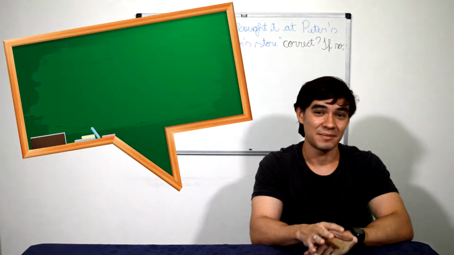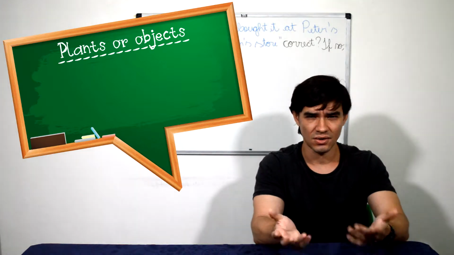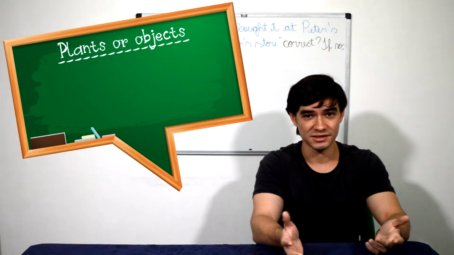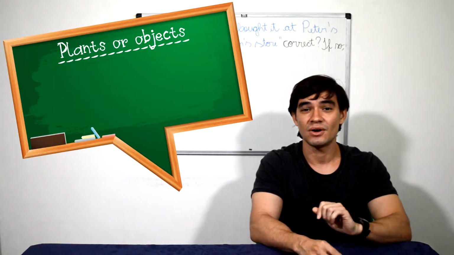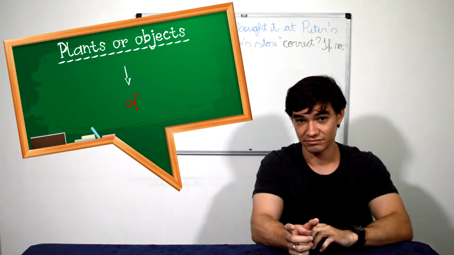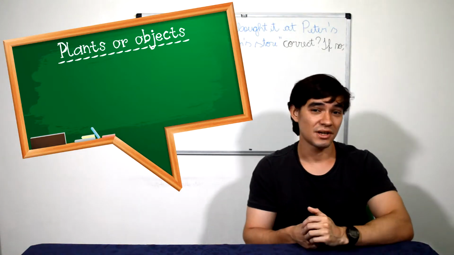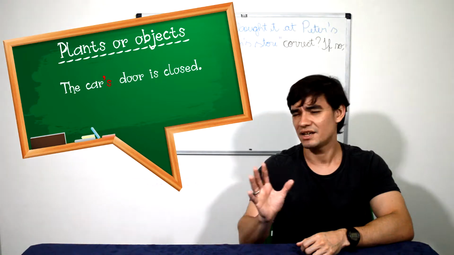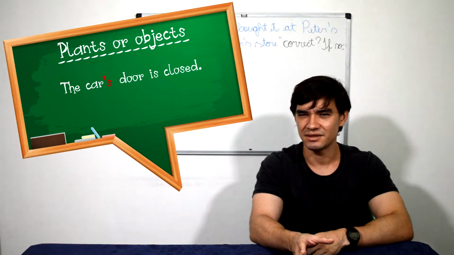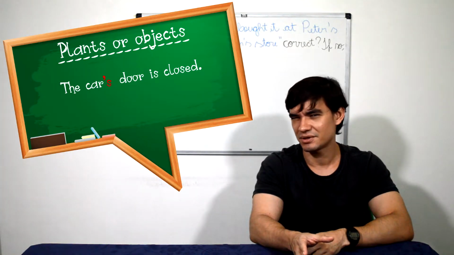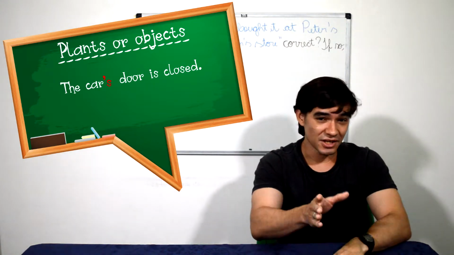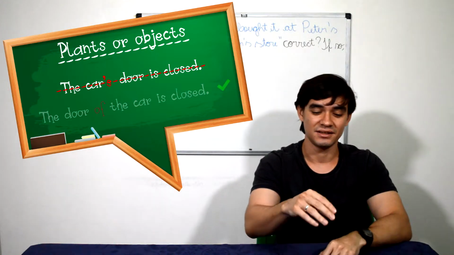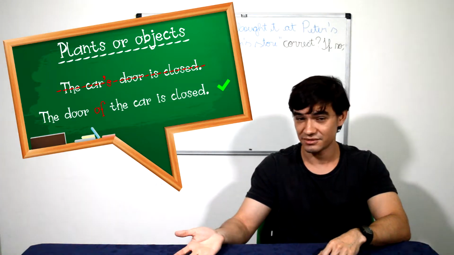On the other hand, a plant or an object cannot own anything, right? Therefore, with plants and objects, as a rule of thumb, you should only use the of form. For example, you should not say the car's door is closed, unless you are so passionate about the car that you kind of treat it like a person. I don't know. Generally speaking, people don't say that. In general, people just say the door of the car is closed.